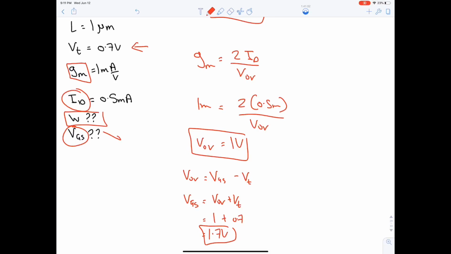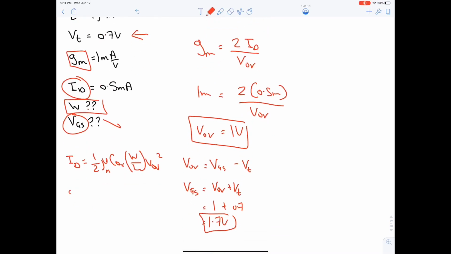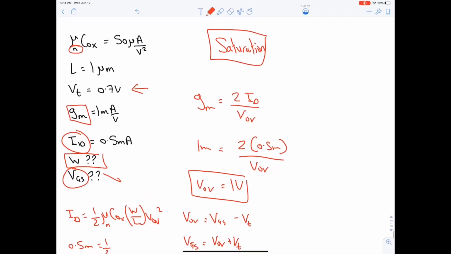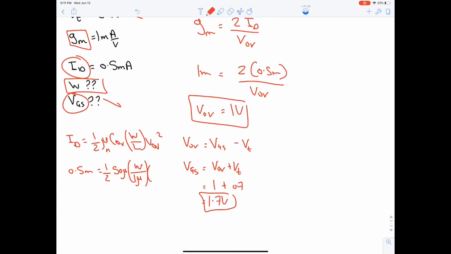W can be found only from the equation of ID. So it will be half mu N COX of NMOS W over L VOV squared. ID is 0.5 milli, half Kn prime W over L is 50 micro multiplied by unknown over 1 micro multiplied by 1 squared, which is VOV. So if you compute this, W will be 20 micrometer.